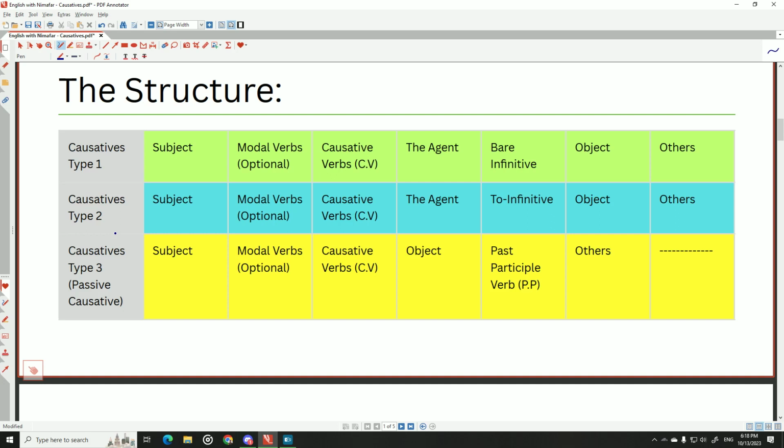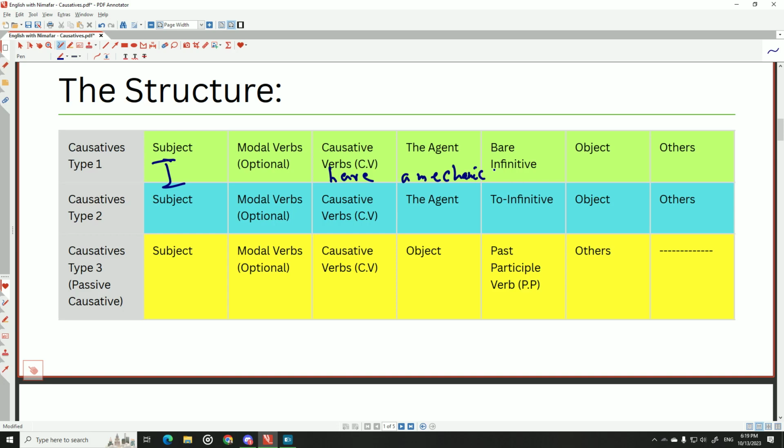So, type 1, subject. It's pretty obvious. For example, I. Modal verb is optional. You can use it or not, it's fine. Causative verb, we will talk about it, but for now, let's work with have here. The agent, for example, a mechanic, because we don't know who you're talking about. I have a mechanic, bare infinitive.